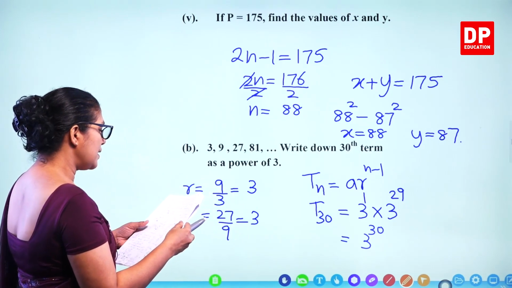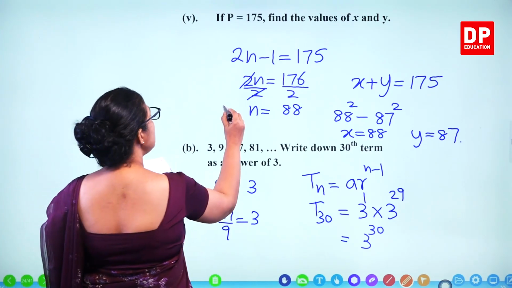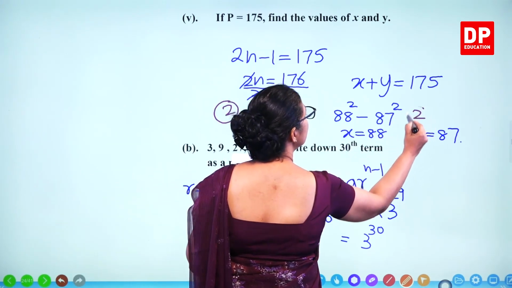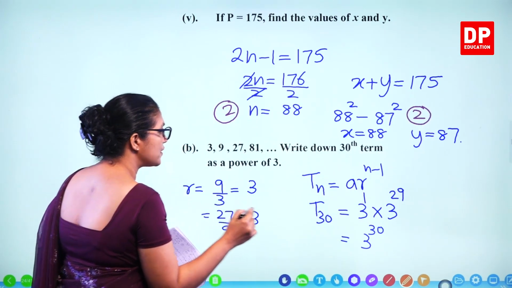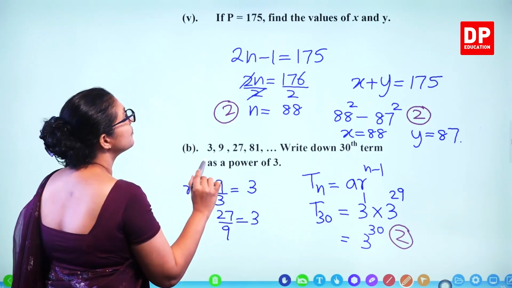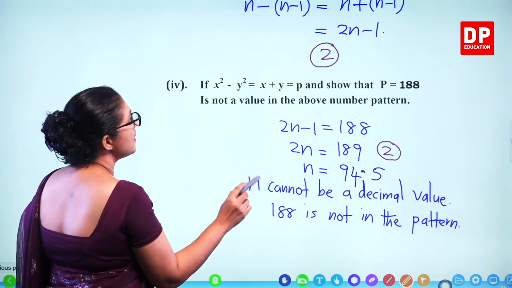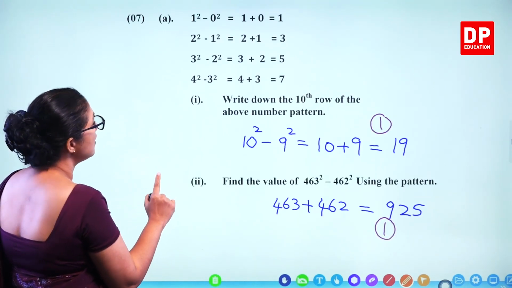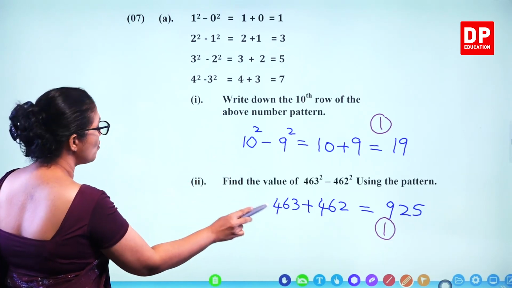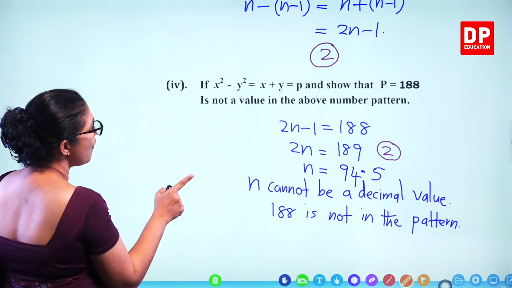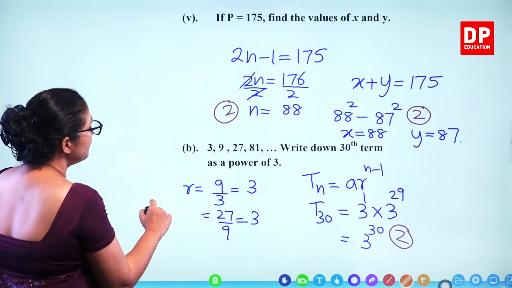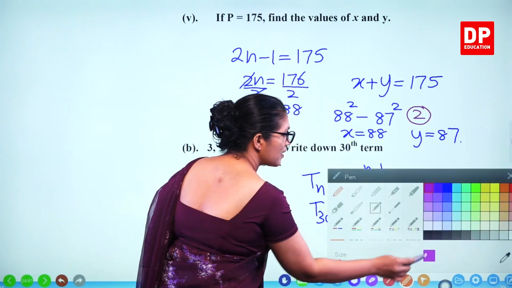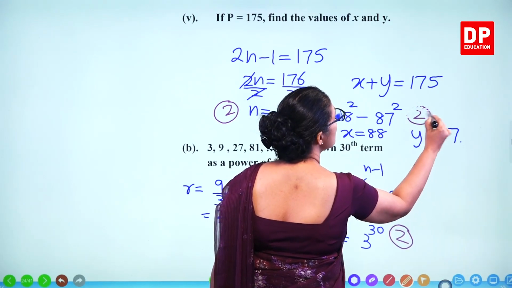So how many marks for that? n equals 88, that's 2 marks. And identify x and y, that's 2 marks. And the last one, 3 to the power 30, that's 2 marks. 6, 7, 8, 9, 10. 10 marks for that. And here we need to give less marks. 1, 2, 3, 4, 5, 6, 7, 8, 9, 10. Here we can't give this 2. 2 marks altogether for this question.